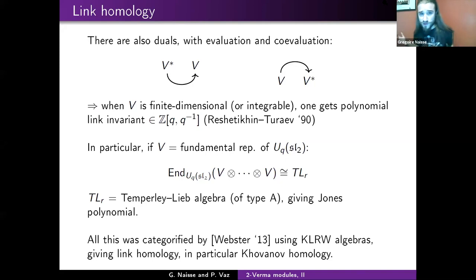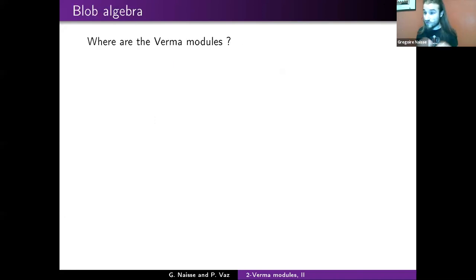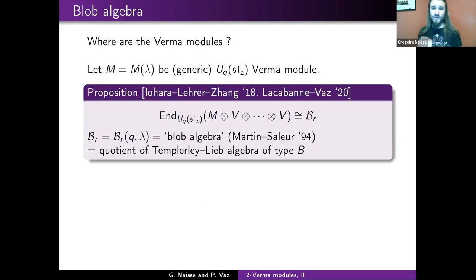But wait, okay, this is somehow classical. Where are the Verma modules there? So the idea is that we can try to do similar stuff with Verma modules. The first thing that we can do is to take a generic Verma module. So generic means that the highest weight is just like a formal variable. So that's the Verma module that Pedro told you about.